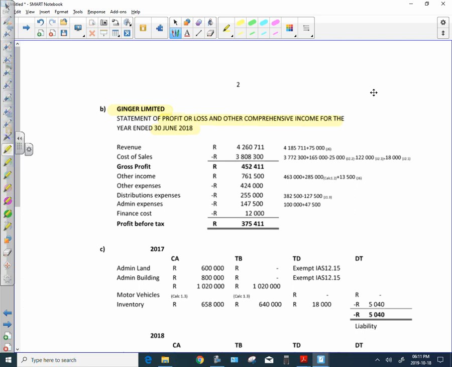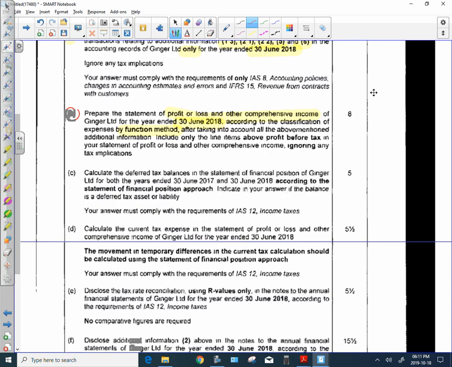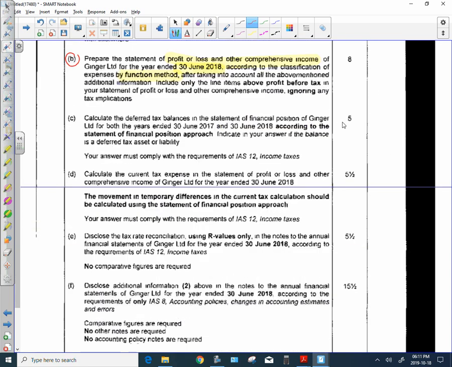And all of you know what the statement of profit and loss looks like. You always start with your revenue, cost of sales, you've got your gross profit, other income, other expenses, distribution, admin, finance charges, and most of these you will get from the trial balance if they provide you with one, which they did in this case. All right, so you can use the question as reference. Just make sure you prep your answer so that when you get to those amounts, you can just slot them in.